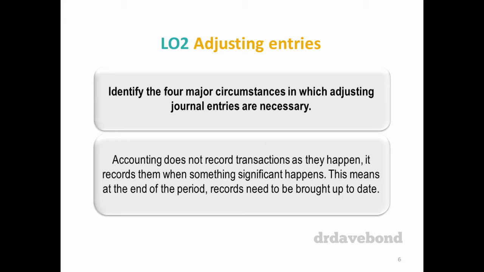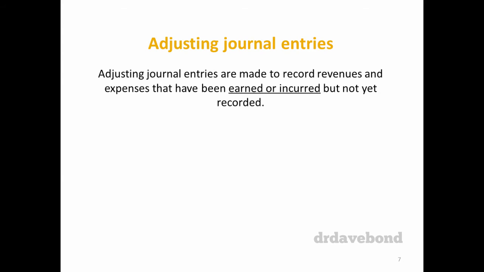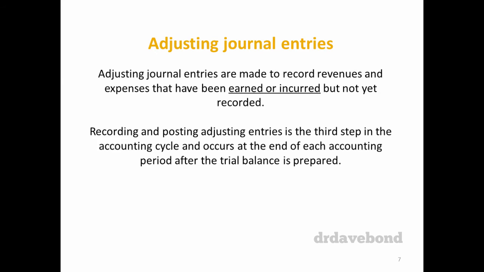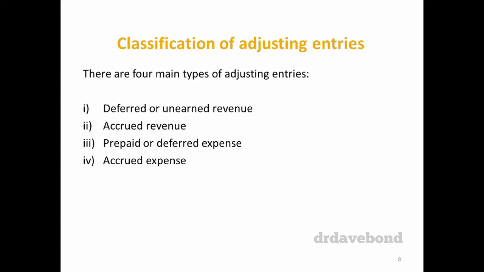So this is a really classic situation because they have incurred, so think about expense recognition, they have incurred an expense. They haven't paid for it yet, but it has happened. We need to make sure that that gets recorded. So the adjusting journal entries. Adjusting journal entries are made to record revenues and expenses that have been earned or incurred but not yet recorded. Recording and posting adjusting entries is the third step in the accounting cycle and occurs at the end of each accounting period after the trial balance is prepared.